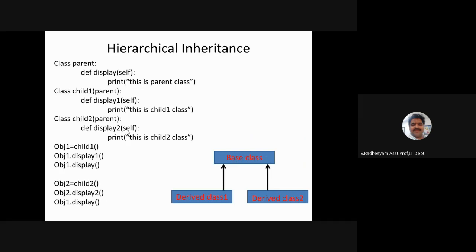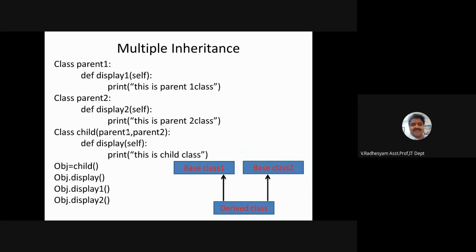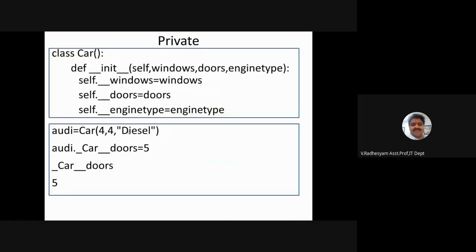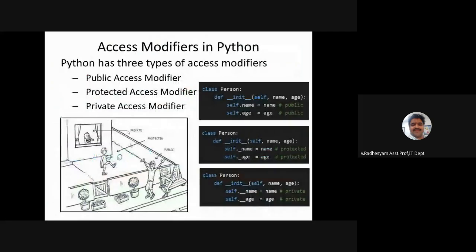If a parent has two children, both the children have equal rights on the properties of the parent. That is hierarchical inheritance. If father and mother both have properties, a single child is able to acquire both, that is base class 1 and base class 2. The methods belonging to base class 1 and base class 2 can be accessed in the derived class. That is multiple inheritance.